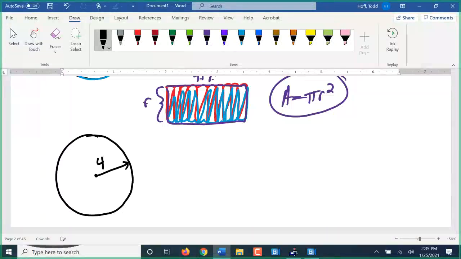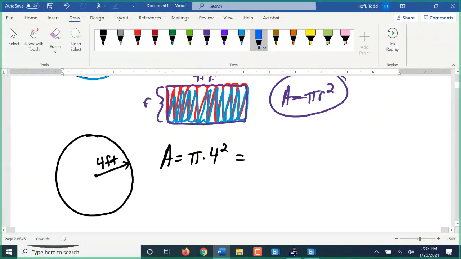Witchcraft. There you go. We have a circle with a radius of 4 feet. Area is going to be pi times 4 feet squared. I'm just going to write pi times 4 squared. 4 squared is 16. Now pi, you have a pi button on your calculator, 3.1415926.